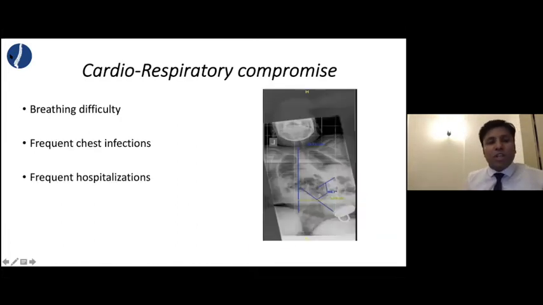Ask questions regarding cardio-respiratory compromise. Does the patient have breathing difficulty? Does he or she suffer from frequent chest infections or frequent hospitalizations? In big C-shaped curves of neuromuscular scoliosis in young patients, this is a common complaint. And it's been shown that correction of deformity reduces all these problems.